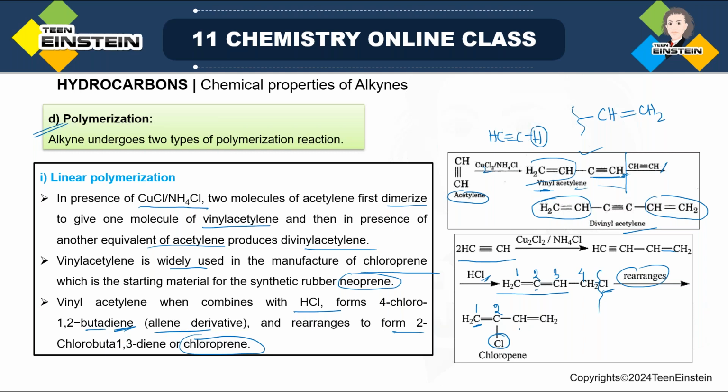At one position you have a double bond, at 3 position you have a double bond. So that is why it is 1,3-butadiene, but it has a substituent at 2 position. So 2-chloro-1,3-butadiene we are getting starting from 4-chloro-1,2-butadiene. This is the rearrangement occurring here, and this chloroprene is the important compound we are getting ultimately from this reaction. This chloroprene is used as the monomer for the formation of neoprene, which is its polymer. So this is linear polymerization.